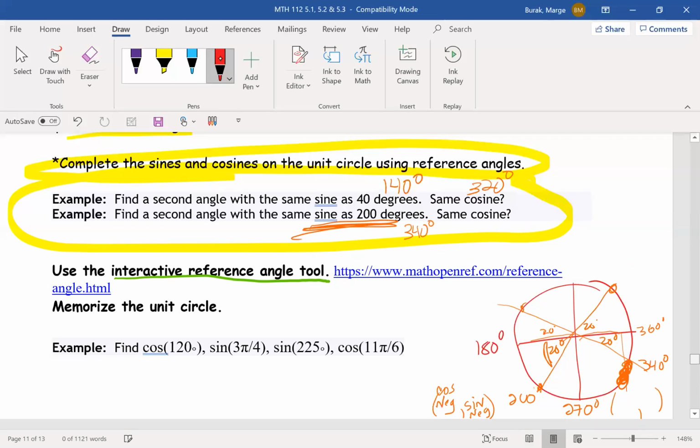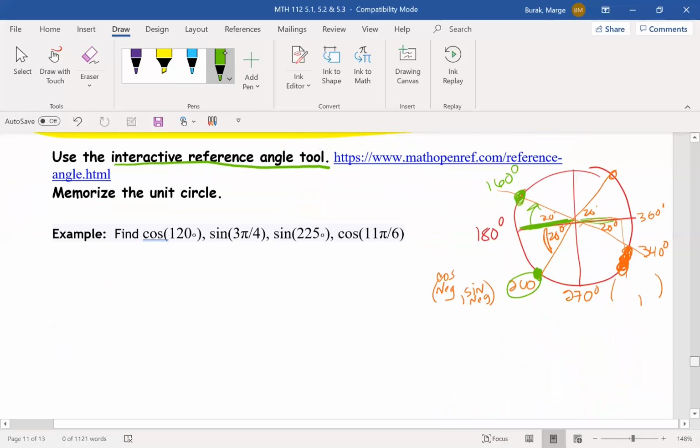Now the same cosine is the x coordinate. So this is a negative. Right here is my target. Okay, this has a negative cosine, but so does this one. This one has a negative cosine. So that's going to be 20 degrees up from 180, or 160 degrees. 160 degrees.